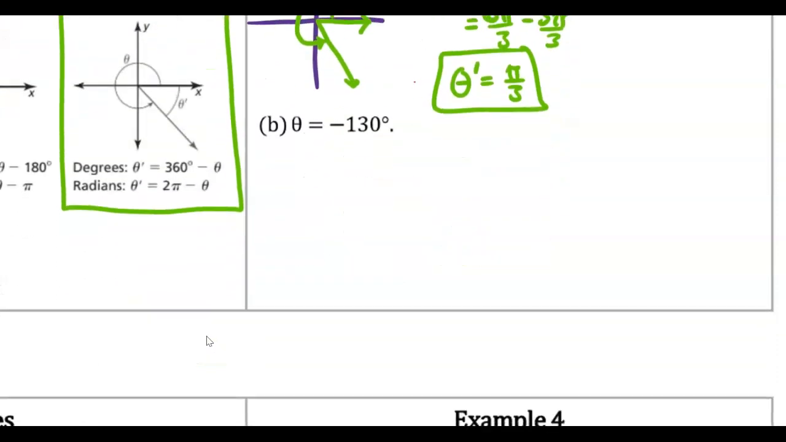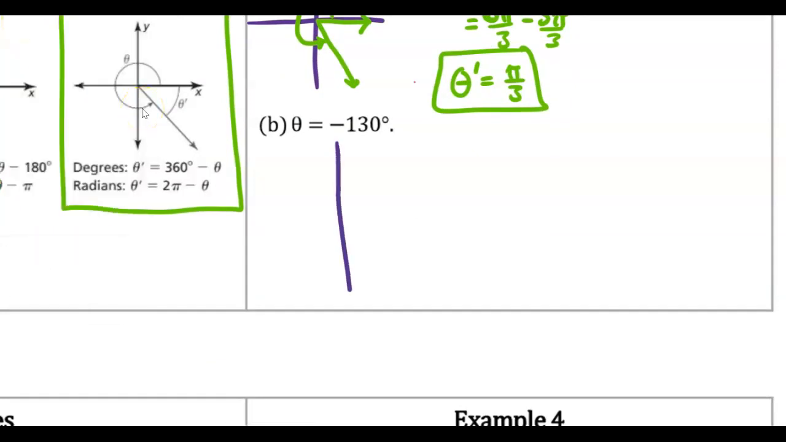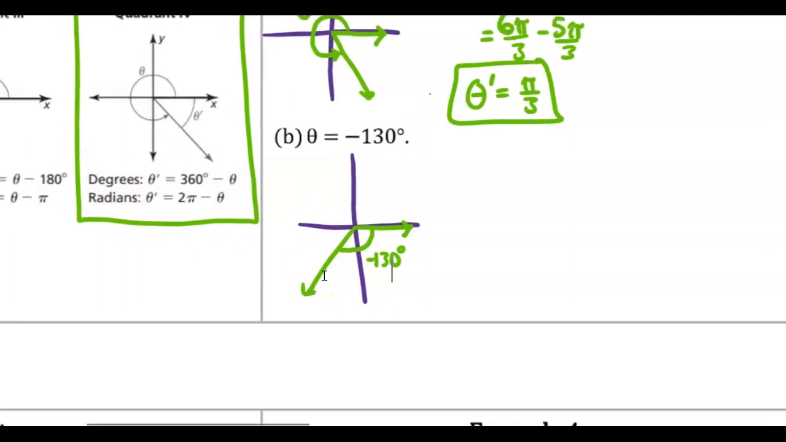Okay, this is negative 130 degrees. So just think where negative 130 degrees is. Keep in mind, it's going in a negative direction. So when I draw it in, it starts here, but it heads this way. Past 90, another 40 degrees, it's about right here. This is negative 130.